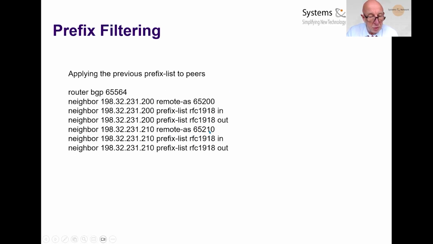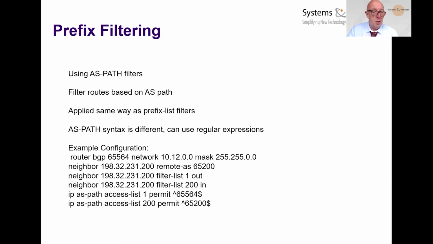So it's external BGP. And there you are applying a prefix list again. Brilliant. That's how you build them. That's how you apply them. Using AS path filters. Tremendous. Now look here. Filter routes based on the AS path, just like I said. It is applied the same way as a prefix list. It is, because we have a neighbour here, then we apply our filter lists.